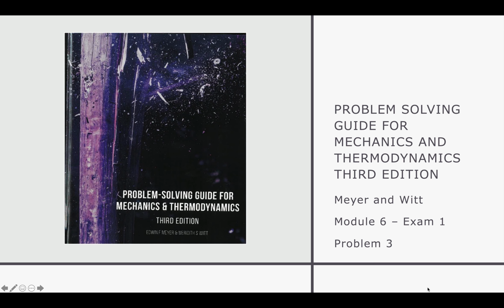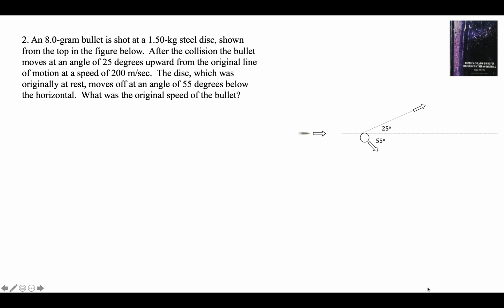This is problem 3 from practice exam 1 of module 6 in the book Problem Solving Guide for Mechanics and Thermodynamics. We have an 8-gram bullet shot at a 1.5 kilogram steel disc, shown from the top in this figure. After the collision, the bullet ricochets off 25 degrees above the original line of the bullet at 200 meters per second. The disc was at rest. It goes down at 55 degrees below the horizontal, and we are not given the speed of the disc at all. We need to know the original speed of the bullet.